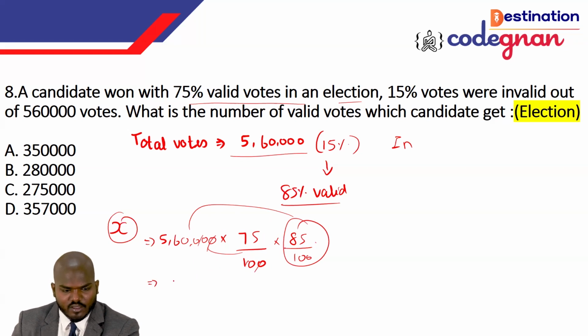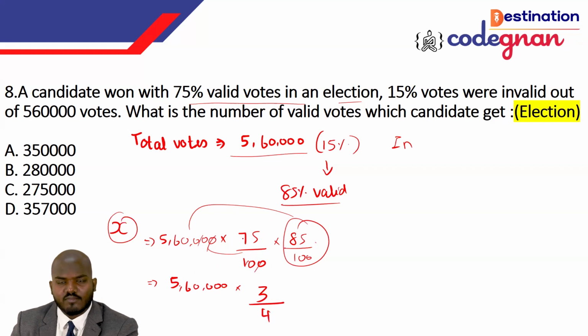Like, okay, so we have 5,60,000 rupees, right? So 75 over 100, we can say it as 3 by 4 directly. Okay, 25 times 3 is equal to what? That is 75. 4 times 25, we can call it as 100. And then we have the 85 there. 85 by 100 is there.